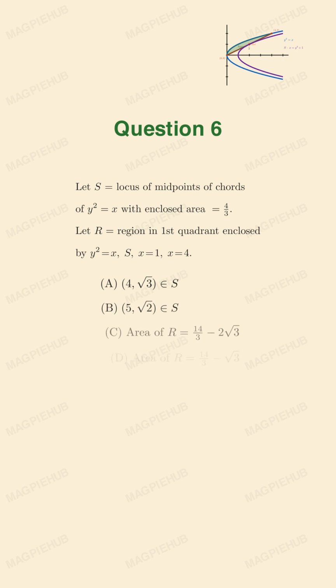Option A, the point (4, √3) lies on S. Option B, the point (5, √2) lies on S. Option C, area of R is 14/3 minus 2√3. Option D, area of R is 14/3 minus √3.